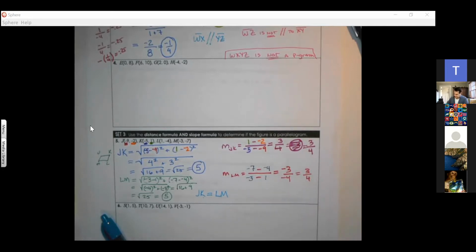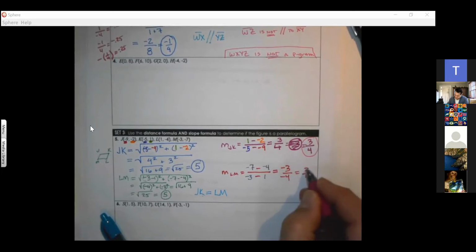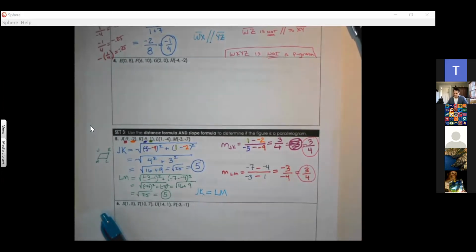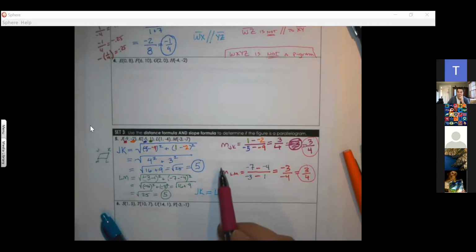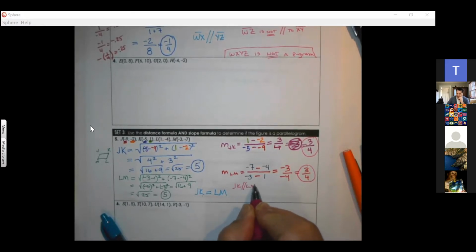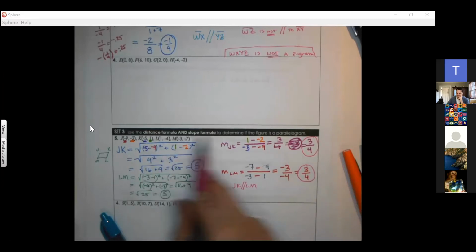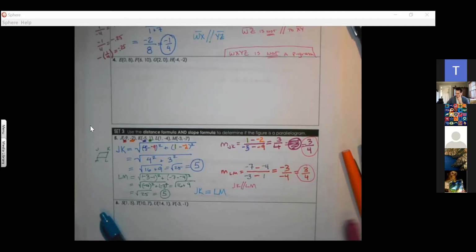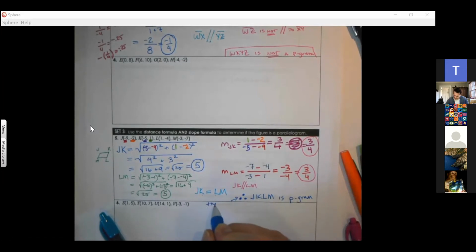So what do we get out of this? They're congruent. Most. Parallel? Yeah, we were comparing slopes. So if they have the same slope, we can say that JK is parallel to LM. And what this theorem is asking us to demonstrate is that if one pair of sides, JK and LM, is both equal and parallel, then we get to say, three little dots means therefore, JKLM is a parallelogram. This means therefore.